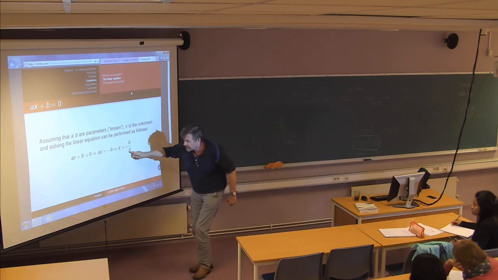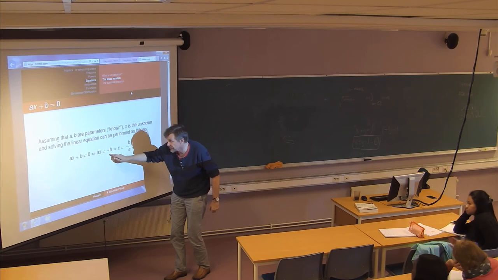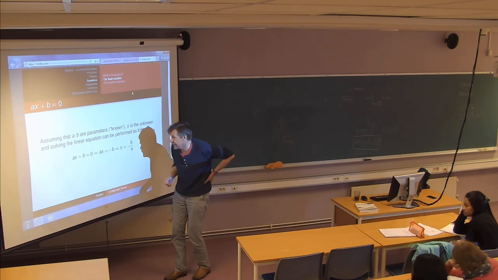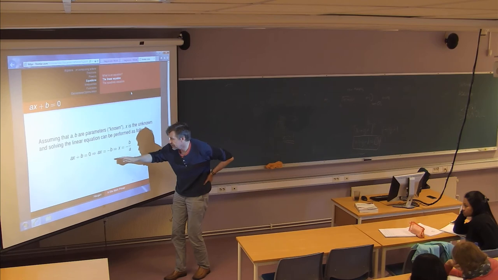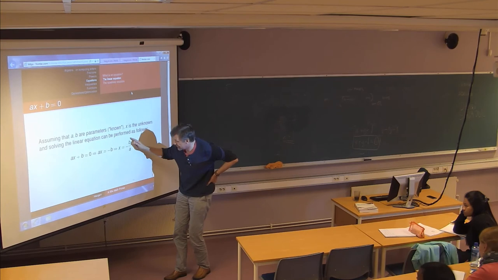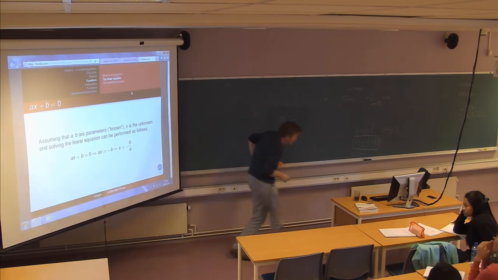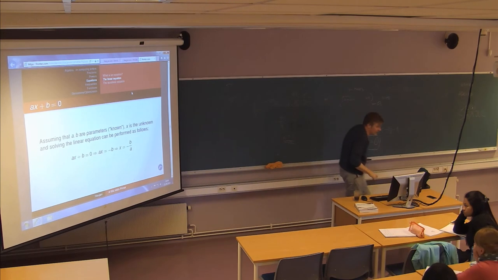We start here, move that one to the right-hand side, then we get the minus b, remember to change the sign, then we divide by a, which vanishes here, x is left alone on the left-hand side, and what remains here is minus b over a. So that is a general linear equation with parameters a and b.